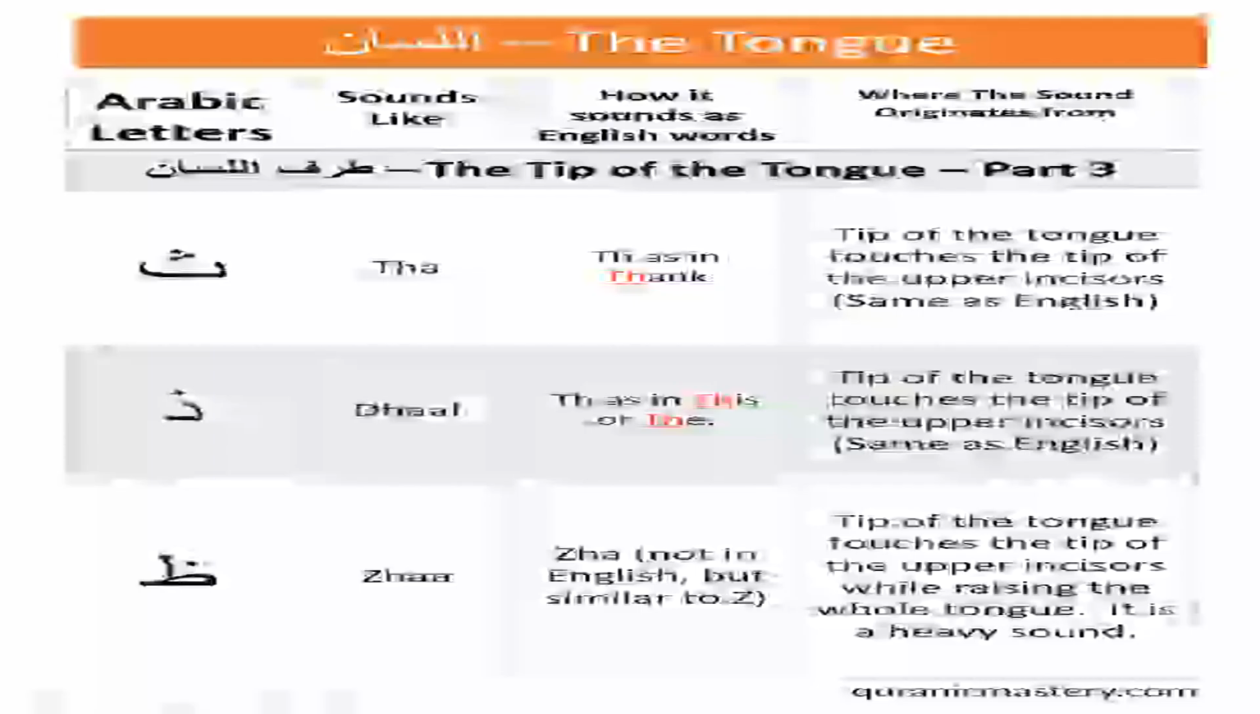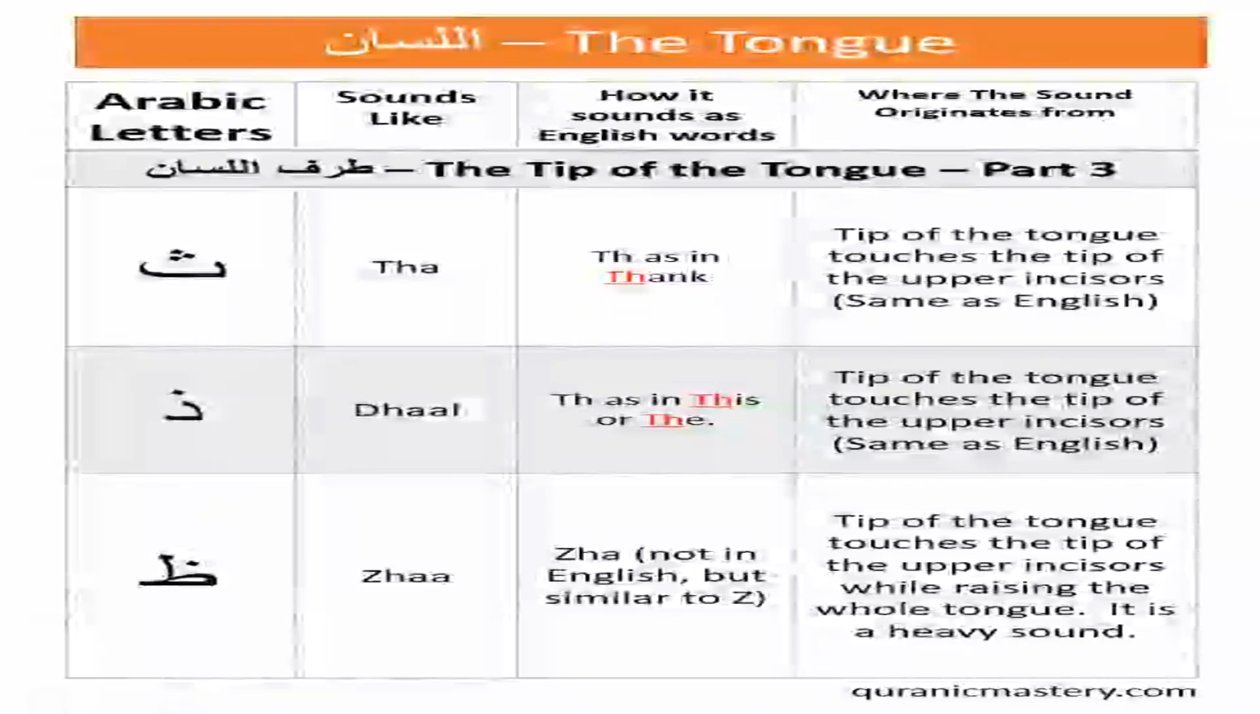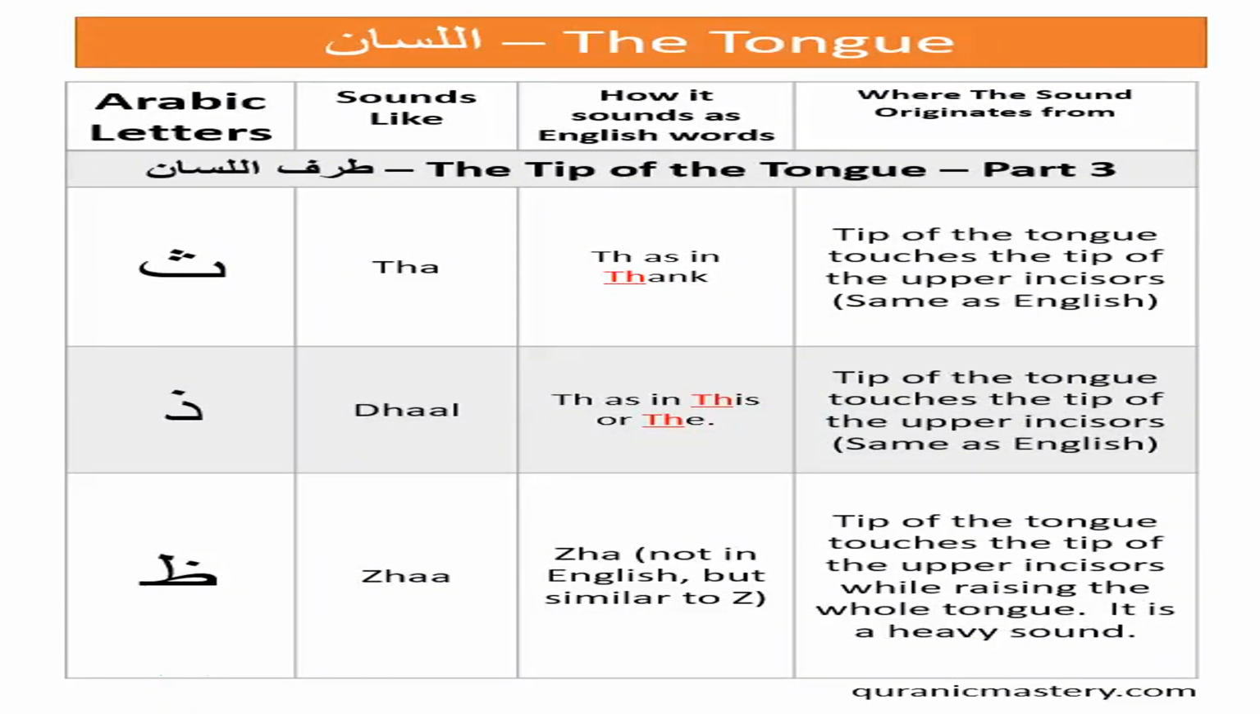So welcome to part 3 on the tip of the tongue, طرف اللسان. Previously we've gone through Noon, Ra, Dal, Ta and Ta with the tip of the tongue. And now we'll come on to the next 3 letters. So the 3 next letters are Fa, Val and Dha.